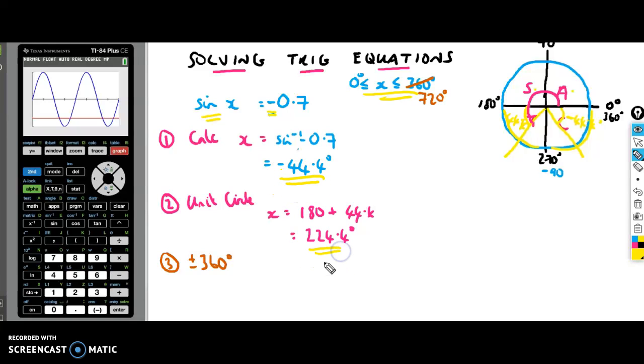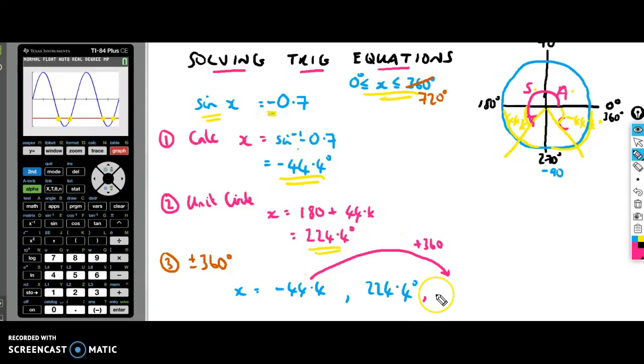Done. Well, not quite, because we want it between 0 and 720, and this is not one of them. And we know up here that there are 4 of them in total. So this is where we add 360s to these answers. Let's draw them down here. X equals minus 44.4, comma, 224.4 degrees. And now what we're going to do is add 360 to this value.